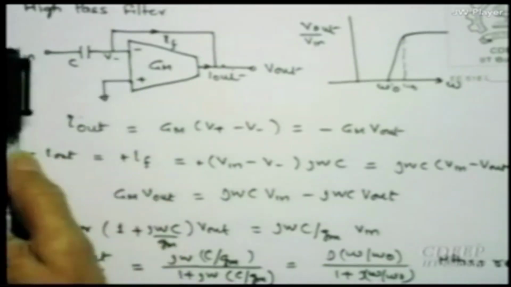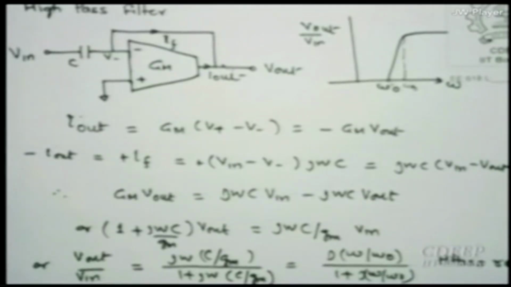One equation is coming from (V in minus V minus) upon 1 by j omega C, which is the input current, which is the same as the IF current, which is opposite of the I out current. So you calculate this and equate the two currents and figure out what is V0 by V in. You note it down if you feel you cannot, but otherwise the function I got is j omega by omega 0 upon 1 plus j omega by omega 0, which is the trademark for a high pass filter with cutoff at omega 0.